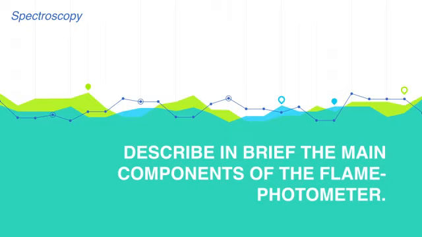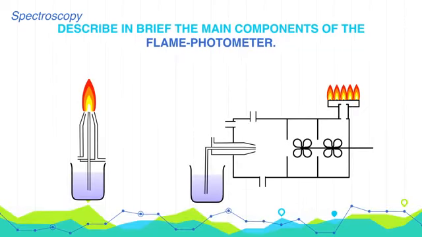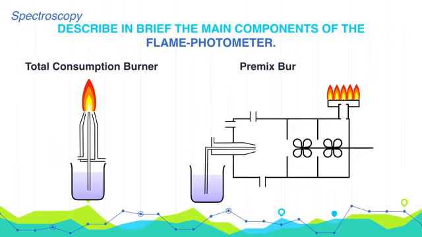Describe in brief the main components of the flame photometry. The main components of the flame photometry are as follows. First is the burners. The temperature of the burner must be more than 2000 degrees Kelvin. Burners used are of two types. One is total consumption burner and second is premix burner.